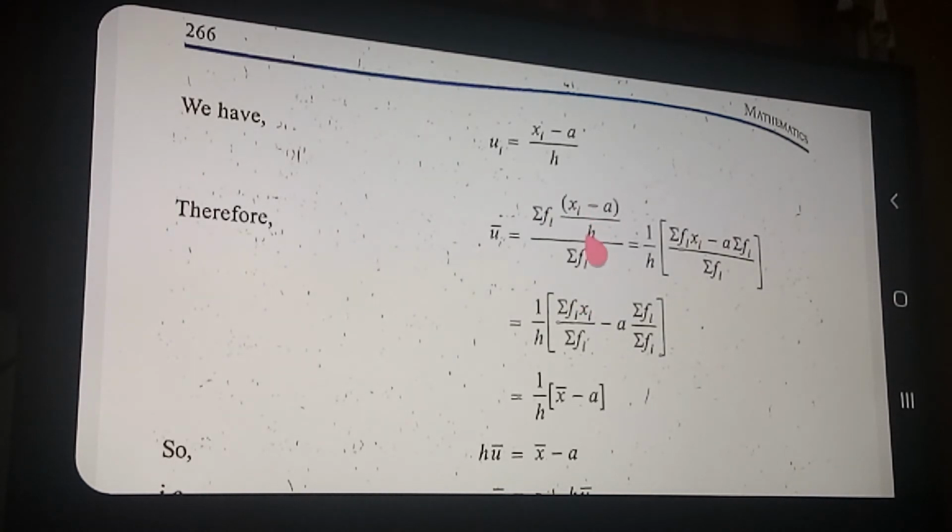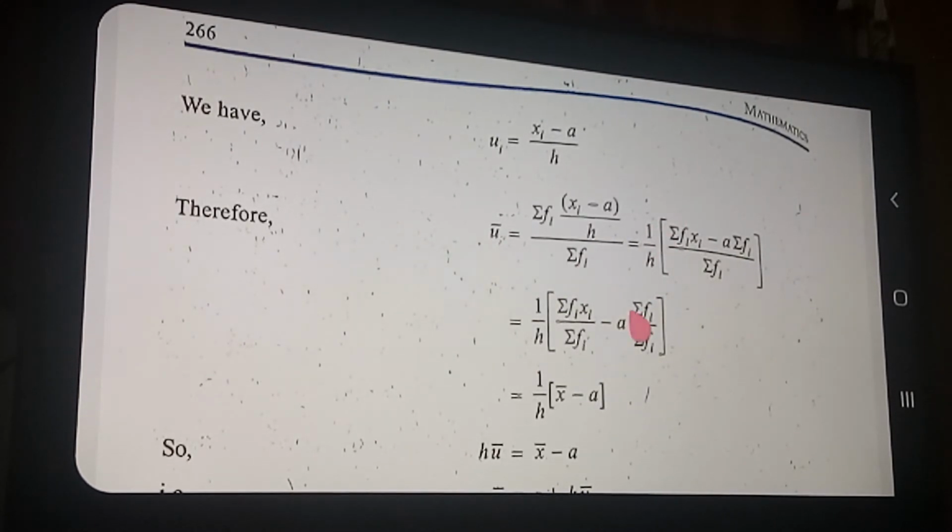So this h is constant now, therefore we take h outside. So 1 by h is written. Now listen. Sigma fi xi is written here, minus a into sigma fi, okay, the whole divided by sigma fi.